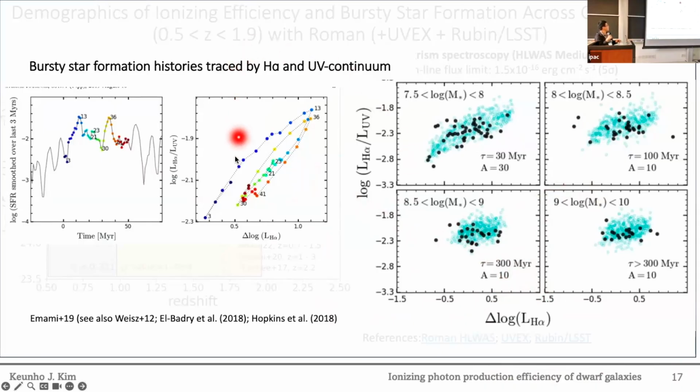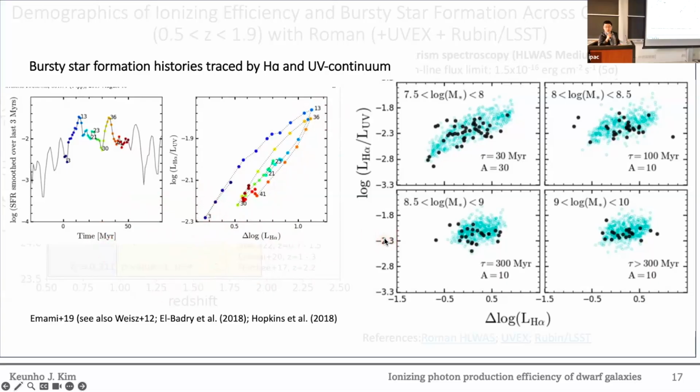By using the same combination of H-alpha and UV luminosity, we are able to trace the bursty star formation histories of galaxies. Here I'm showing an example study where individual galaxies' star formation history can be traced in the diagram of H-alpha to UV luminosity ratio versus the offset from the star-forming main sequence. And the labels indicate the time since initial starburst. And we see that from the initial starburst and the rise and the fall of the starburst, the galaxy evolves in this parameter space.